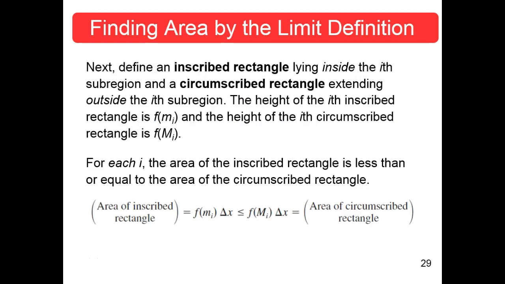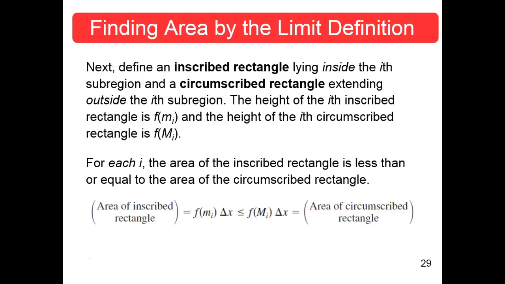Next, we define an inscribed rectangle lying inside the ith subregion, and also a circumscribed rectangle extending outside the ith one. The height of the ith inscribed rectangle would be that minimum value that's going to be totally inside under the curve, and the height of the circumscribed one is going to be that maximum value. Therefore, for each i, the area of the inscribed rectangle is less than or equal to the area of the circumscribed rectangle, but guess what? In between the two is the area under the curve.